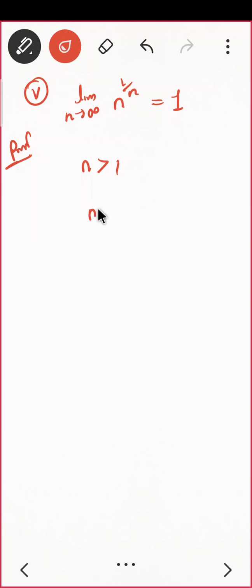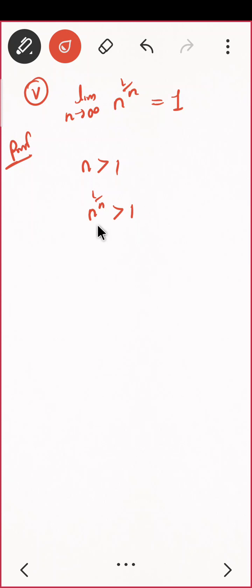The fifth one is limit n tending to infinity of n raised to 1 by n, and this is also equal to 1. This is what you want to prove now. So how will you prove it? Same way, let us start. Since n is greater than 1, what about n raised to 1 by n? That will also be greater than 1.